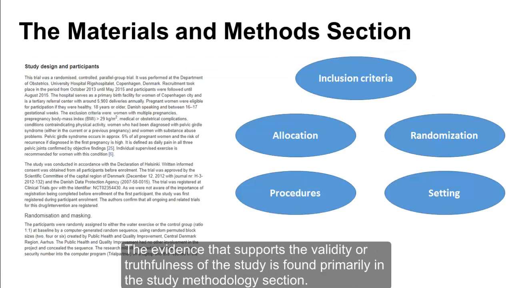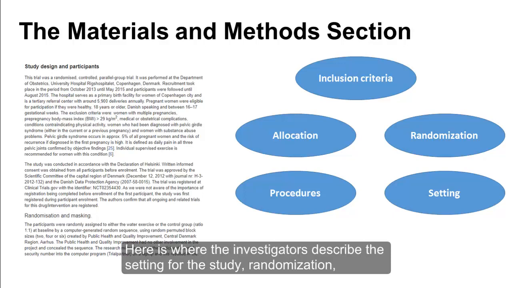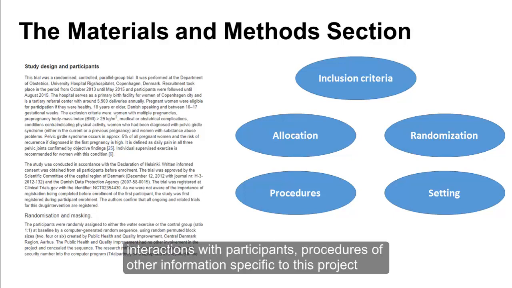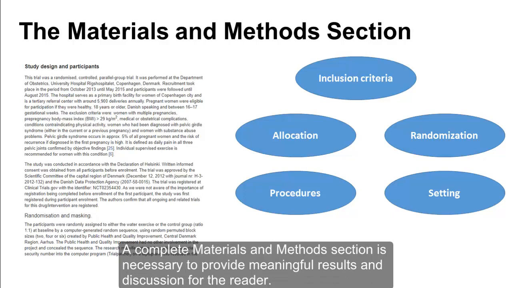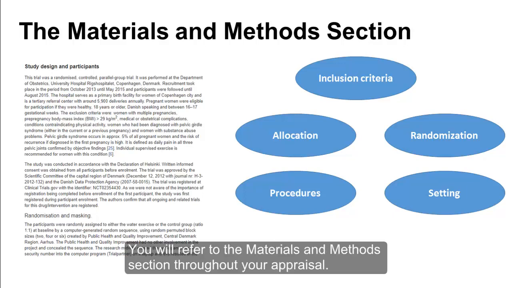The evidence that supports the validity or truthfulness of the information is found primarily in the study methodology section. Here is where the investigators describe the setting for the study, randomization, interactions with participants, and procedures of other information specific to this project. A complete materials and methods section is necessary to provide meaningful results and discussion for the reader. You will refer to the materials and methods section throughout your appraisal.